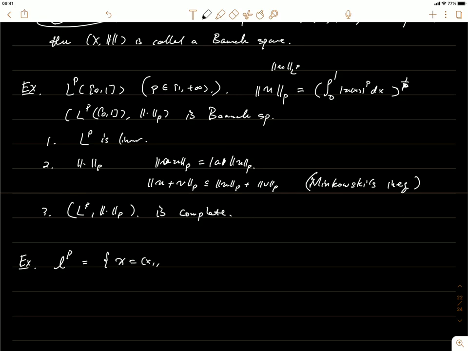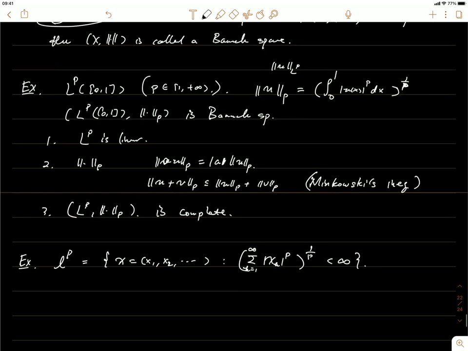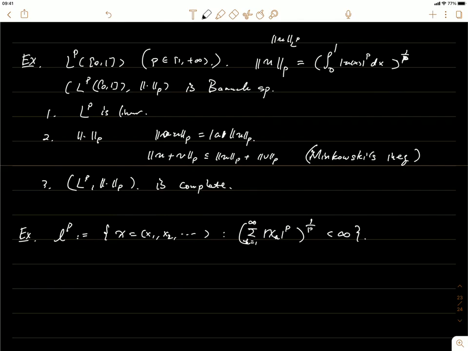The space of infinite sequences such that the sum of |x_k|^p is finite, with the p-th root of the sum being finite. So it's like the discrete version of the one above. This is the little l^p space. And this is also a Banach space.